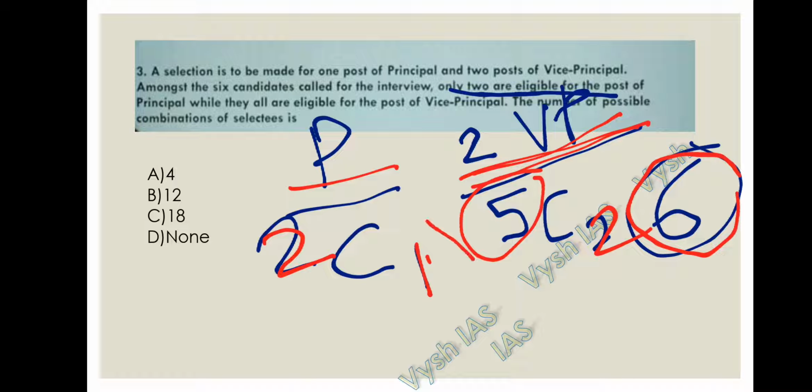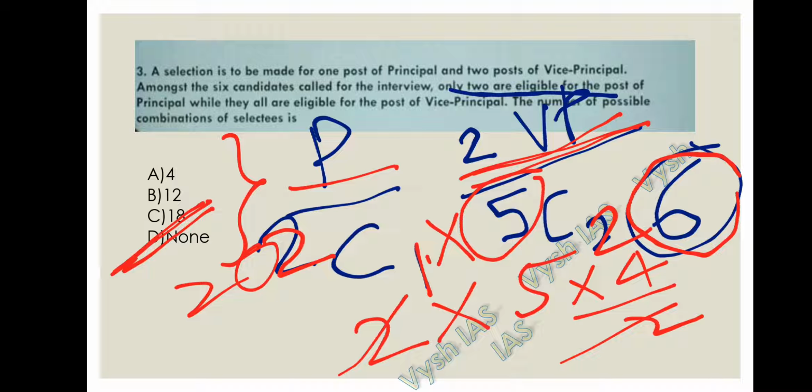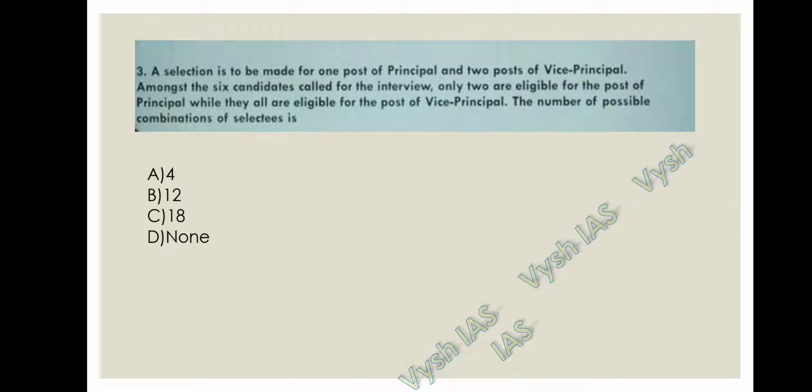So the total number of combinations is 2C1 into 5C2. 2C1 is 2, and 5C2 is nothing but 5 into 4 by 2. If you cancel 2 and 2, 5 4s are 20. 20 is not mentioned in the options, so the answer is none of the above. Okay, none of the above, that is 20. If 20 were there, 20 would have been the answer. But it's not there, so none is the answer. For question number 3, D is the correct option.